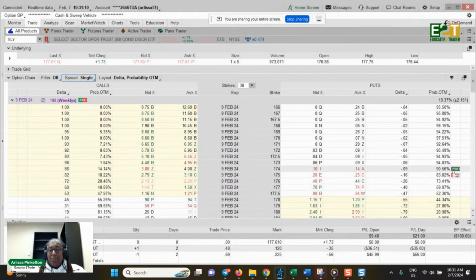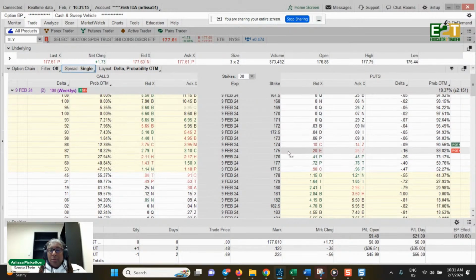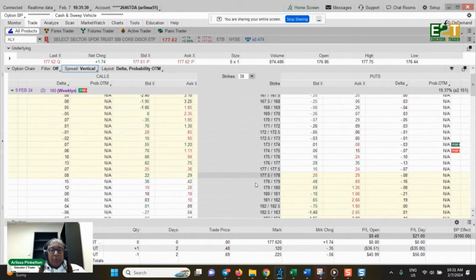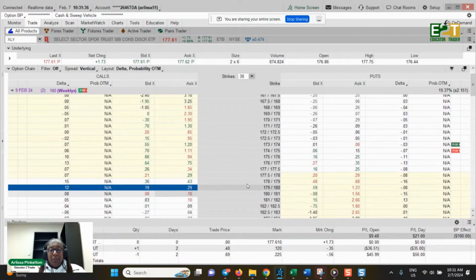You can tell my position here. And if you were looking at the top, actually we probably could go 176. It's a 73%. And if you look on the top, you've got 180, 179 or 180. I think I said 179 is 81. Let's look at it on the vertical. 179, 180 is paying $23. That's good money, 23% return.